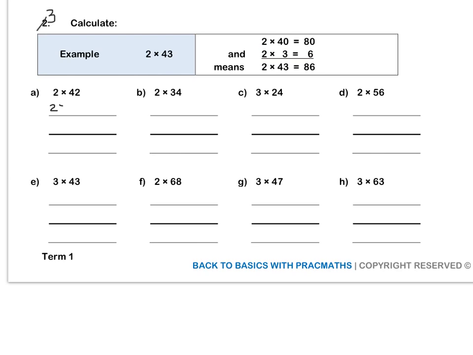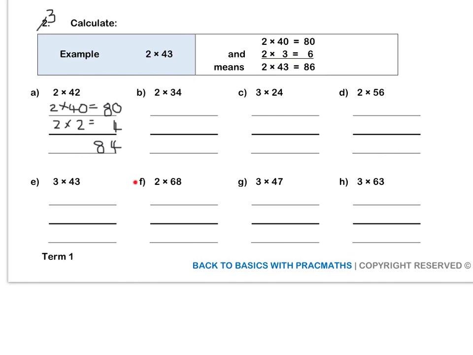2 times 40 is 80. And 2 times 2 is 4. We add up our units, we get 4 units and 8 tens.